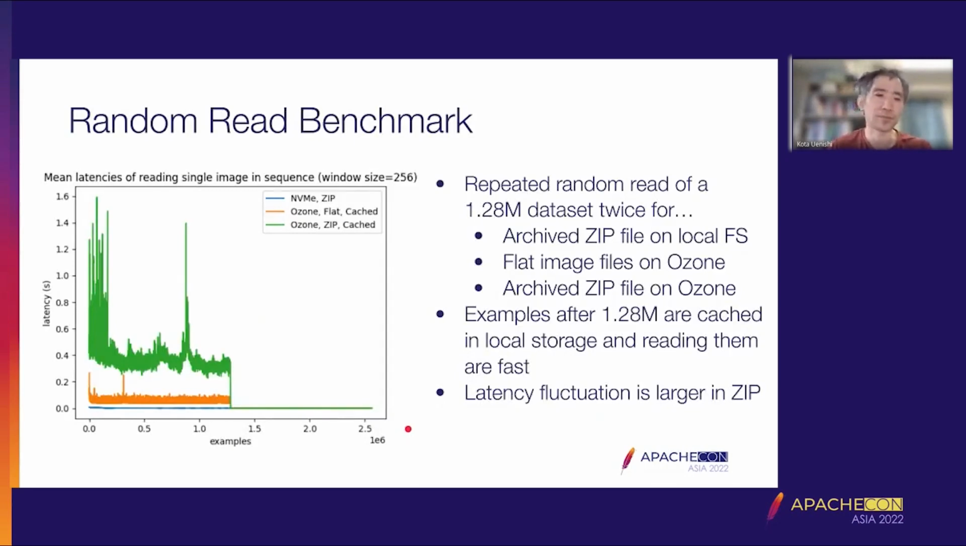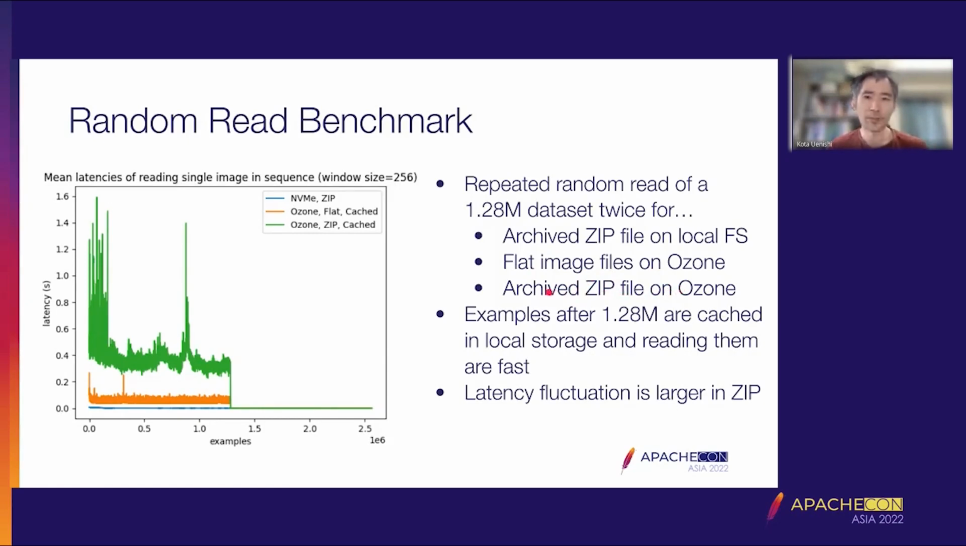So here's a benchmark of repeated random read. I ran a repeated random read for a 1.28 million file dataset. This is a single zip file that includes 1.28 million images, stored on a local file system, or the flat image 1.28 million files on Ozone, or the same archived zip file on Ozone.